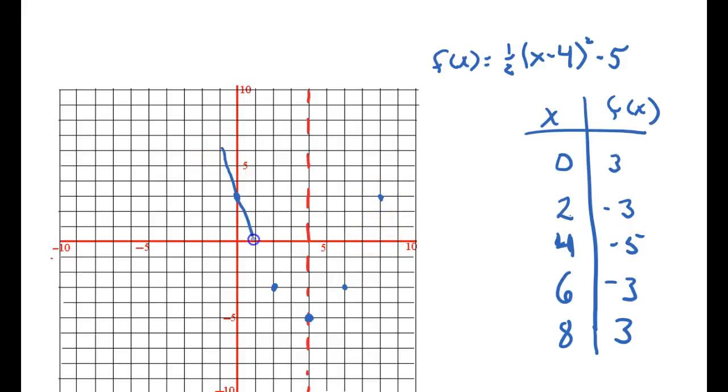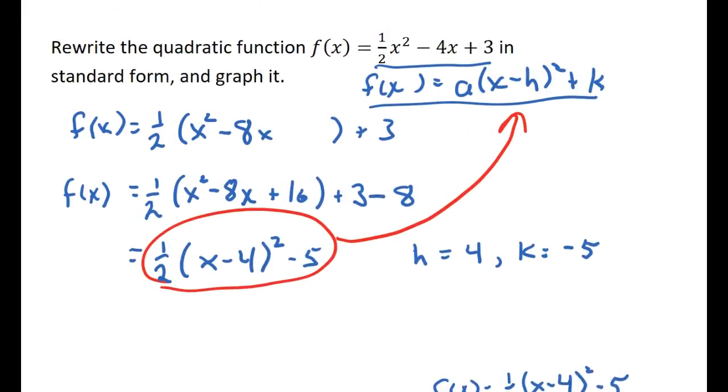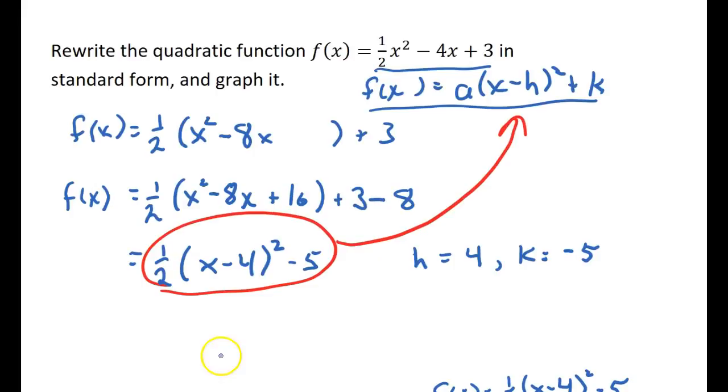And we've got plenty of points to know what the shape of our parabola is now. So there you go. That's how you graph a parabola that is not in standard form. You complete the square first to get it in standard form, then you graph it like normal.